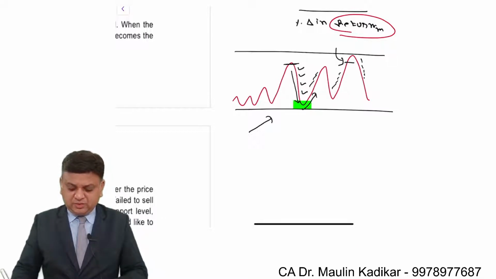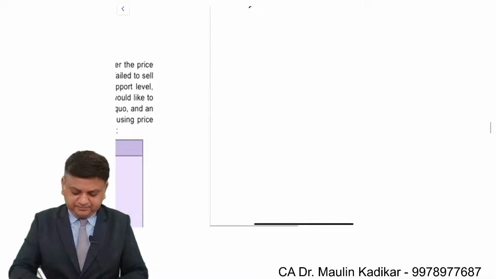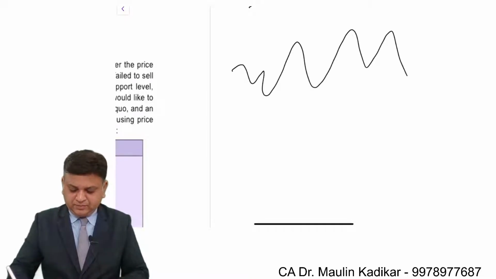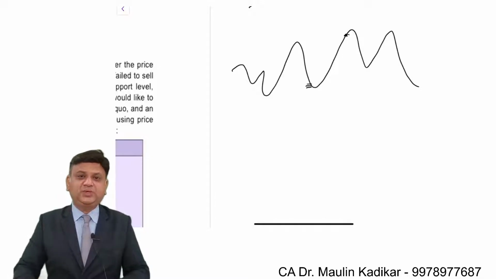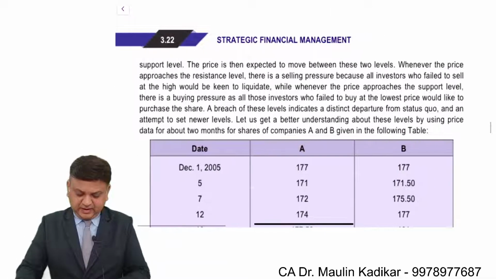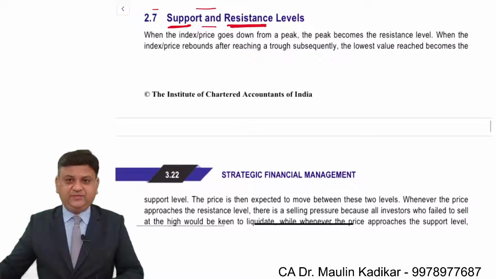Of course, looking at this diagram, we understand what we should do. At this point of time we should buy the security, and at this point of time somewhere we should sell the security. This is what the support and resistance level is. That is what we have.